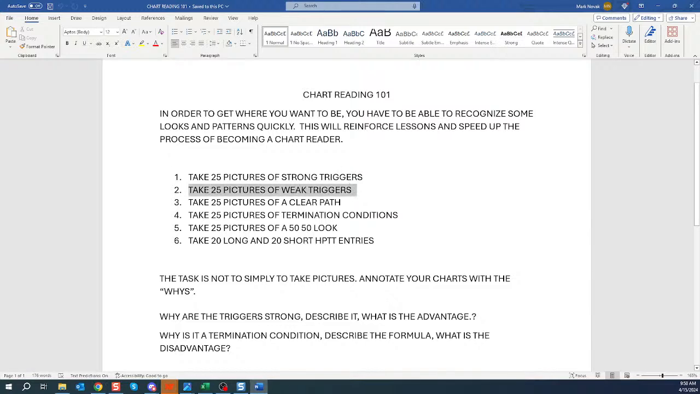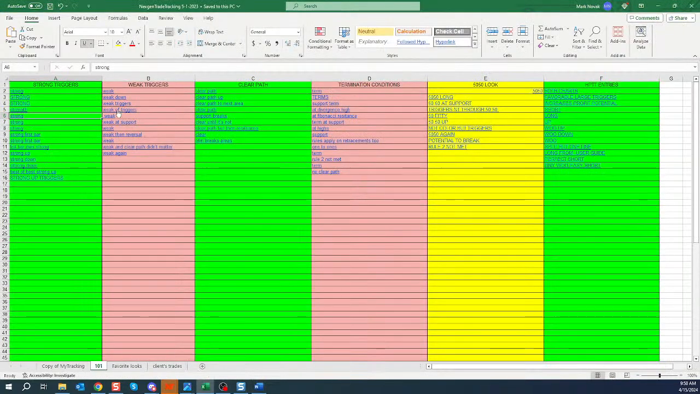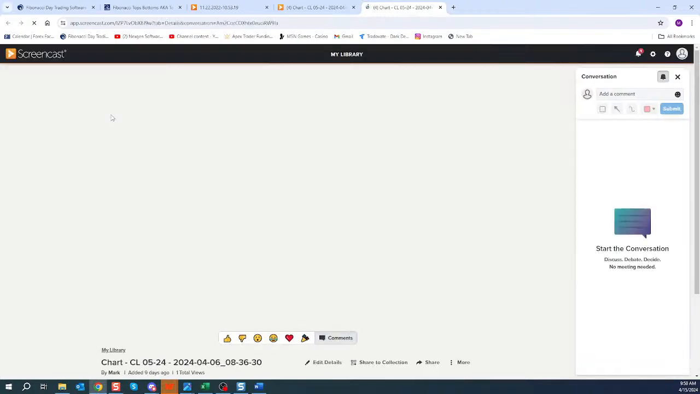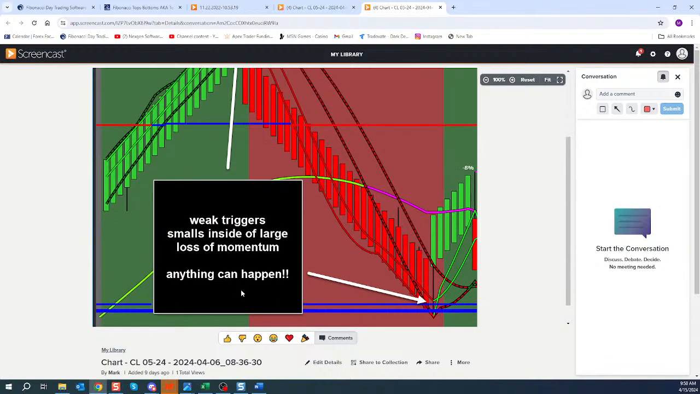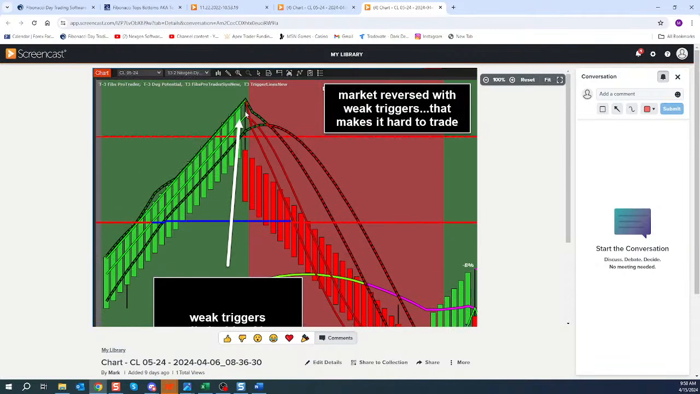And then knowing when the advantage is present is just as important as understanding when the advantage is gone. So you're going to go take 25 pictures of weak triggers, and you're not just going to take it. You're going to say, look, weak triggers, small inside of the large, anything can happen, and the market reverses because of weak triggers. It makes it hard to trade.